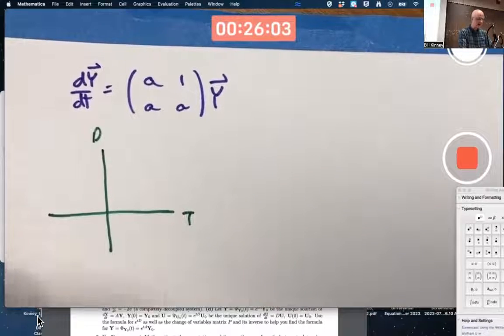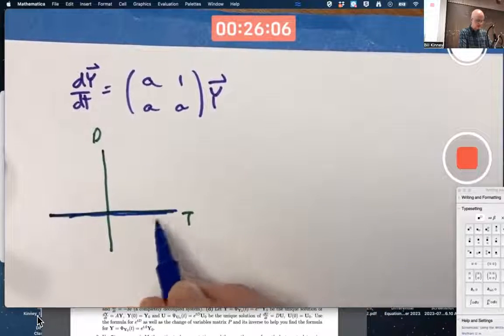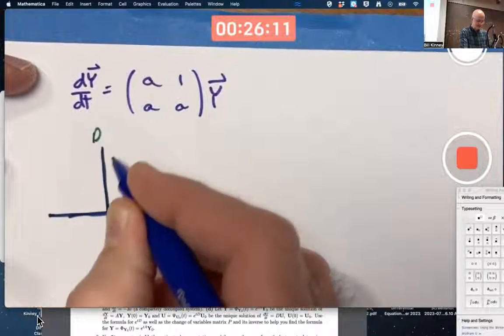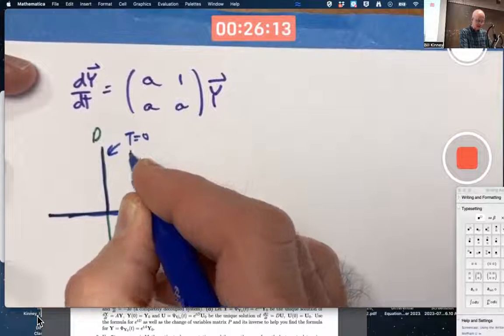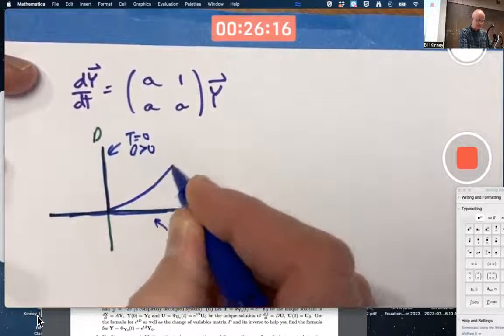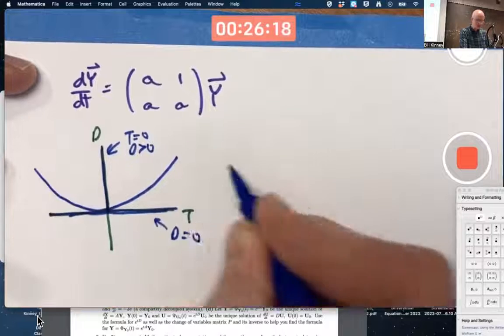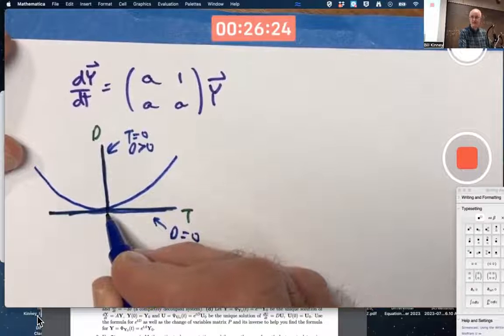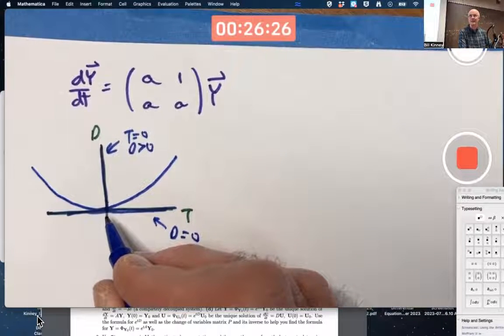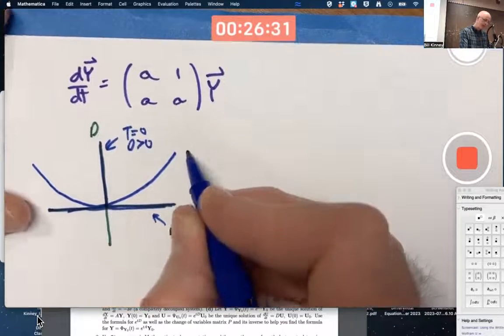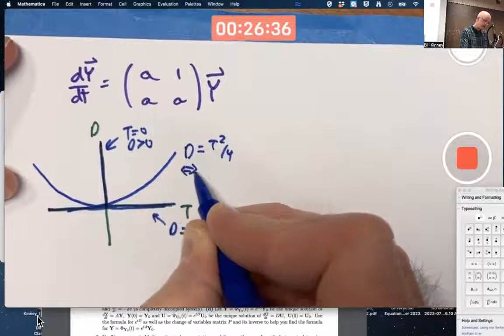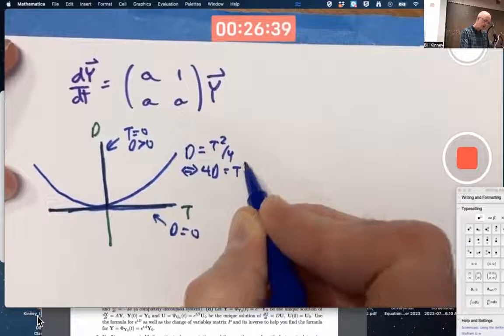Again, the critical loci are the t-axis, where d is 0, the positive d-axis, where t is 0 and d is positive, and what's called the repeated root parabola. That's kind of a coincidence because the parabola itself has a repeated root, but what I mean by repeated root parabola is that the eigenvalues are repeated. The equation is d equals t squared over 4, which is usually simpler to think about as 4d equals t squared.